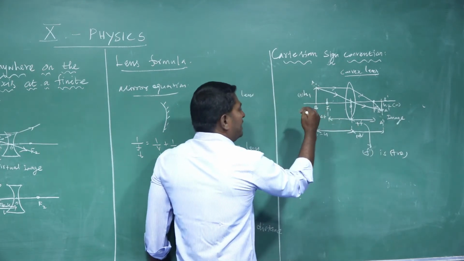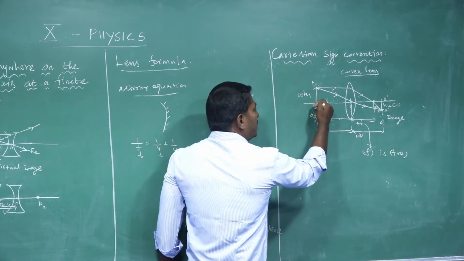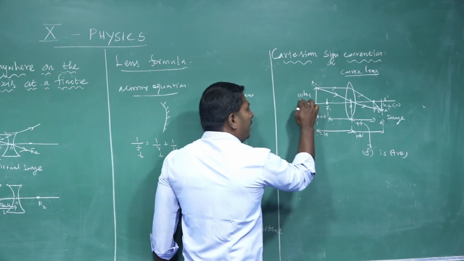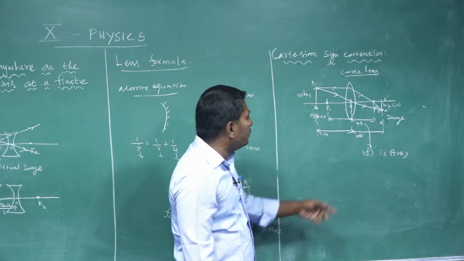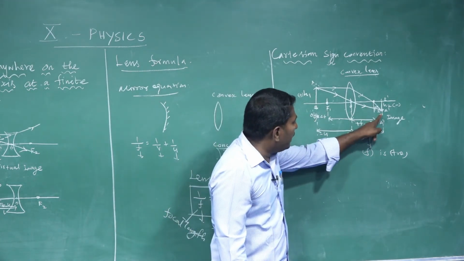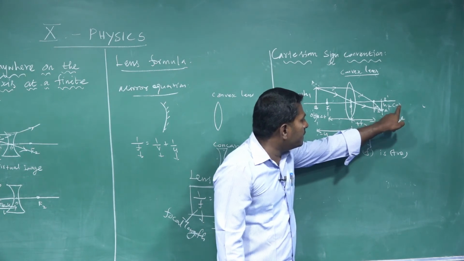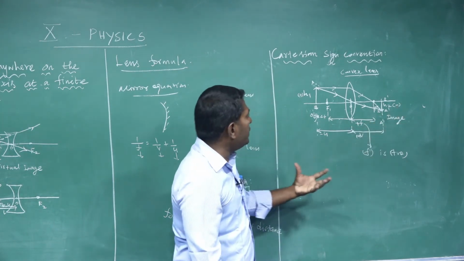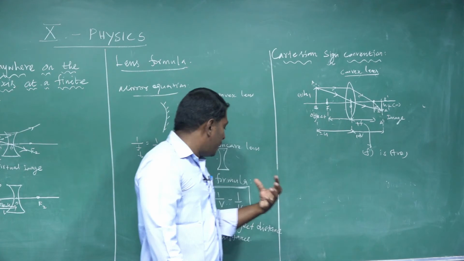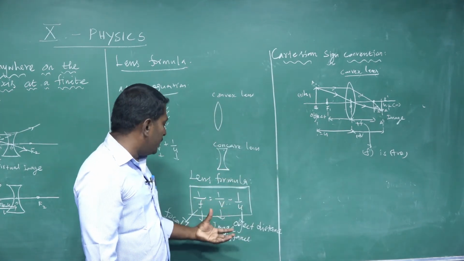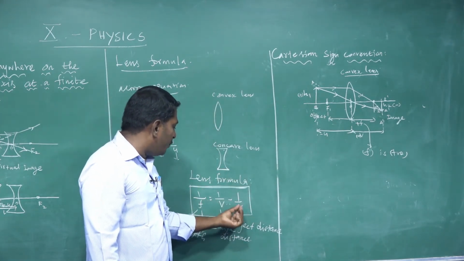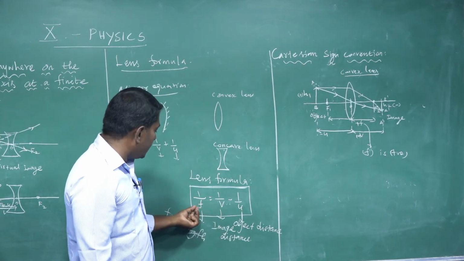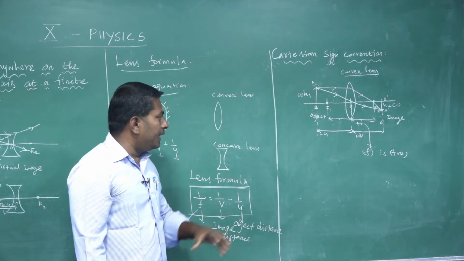So any measurement measured perpendicular to the principal axis, above the principal axis, that measurement is taken as positive, and below the principal axis, the distance is taken as negative. These are the few Cartesian sign conventions applied to the lens formula to get a proper value of object distance, image distance and focal length of spherical lenses.